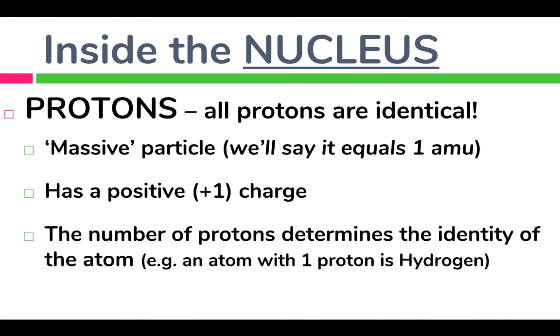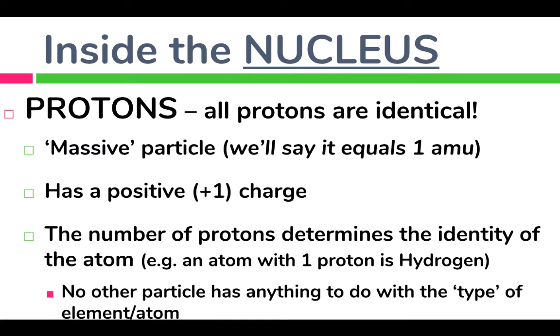And it's the number of protons that gives us the name or the identity of the atom. So when the atom has 1 proton, it's hydrogen. In those pictures before, when it had 3 protons, it was lithium. When it had 8 protons, it was oxygen. There's nothing else that can tell you the type of element or atom. It's always the protons.